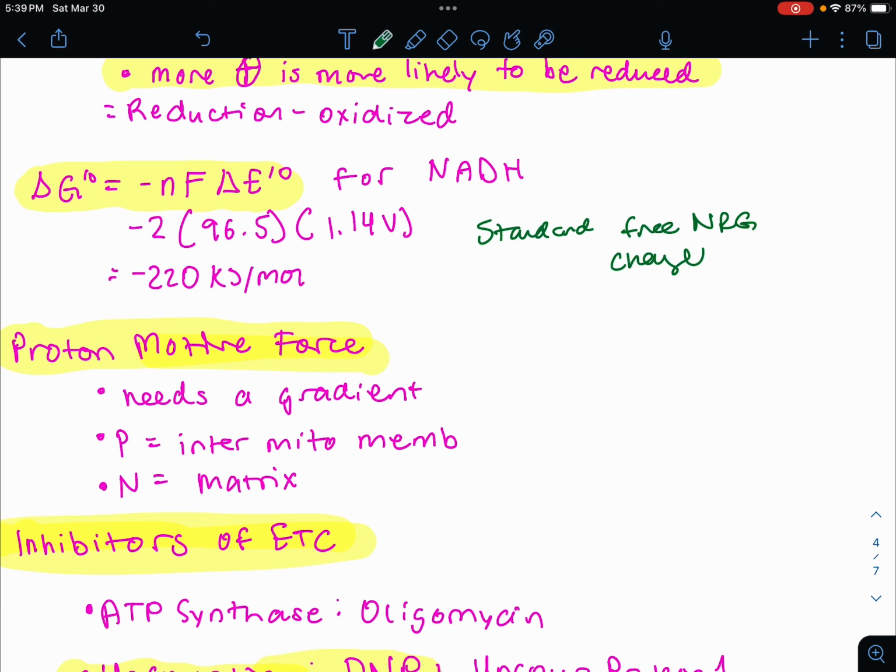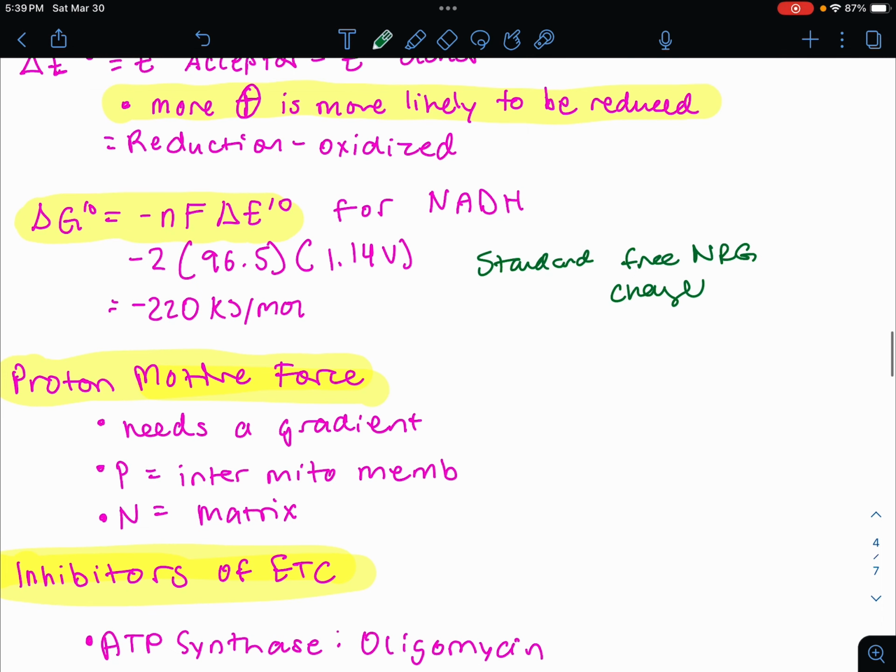So, standard free energy change. Okay, we have this equation: delta G is equal to negative n F delta E. This n is going to be the number of electrons, if I remember correctly. Yep. F is the Faraday constant, and delta E is going to be acceptor minus donor. So let's put in some numbers.